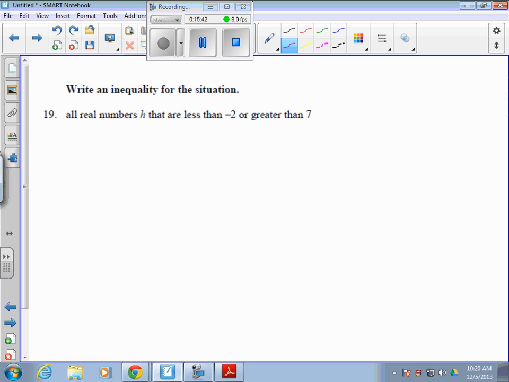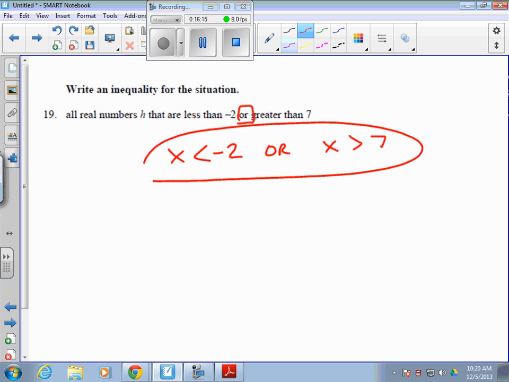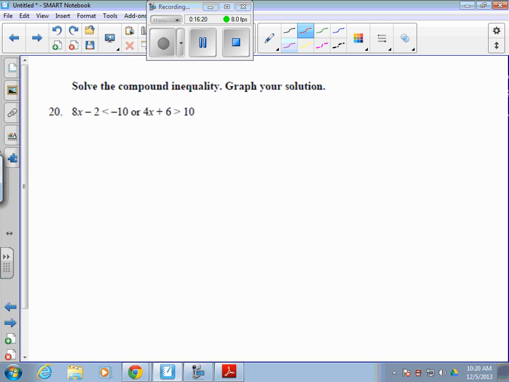19 says all real numbers h that are less than -2 or greater than 7. -2 and 7. This is just like the problem from Rochester, New York. Put x between -2 and 7. It has to be less than, oh, I'm sorry, I wrote it wrong. Change it up. It says or, remember, that's the key. That's the first thing you want to check, or. So x is less than -2, just write it just like it's written, or x is greater than 7. There's your compound inequality. Less than -2 or greater than 7.